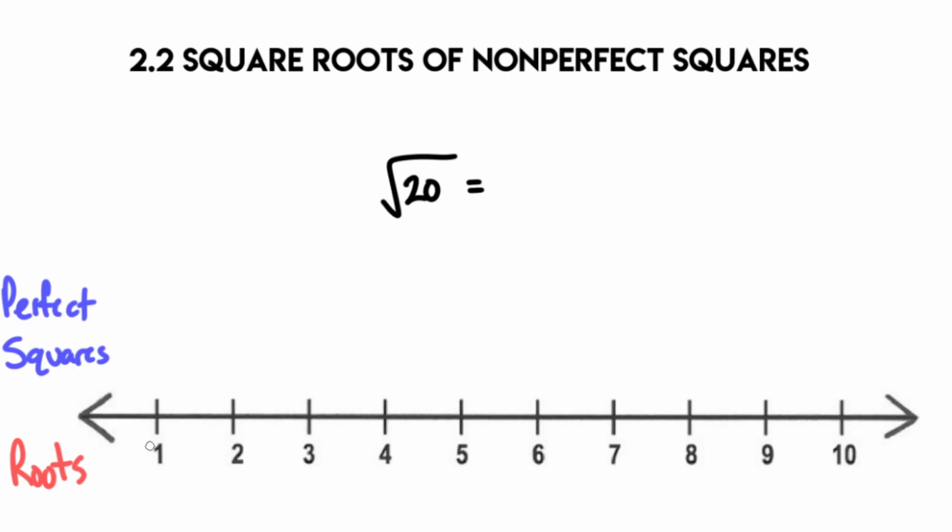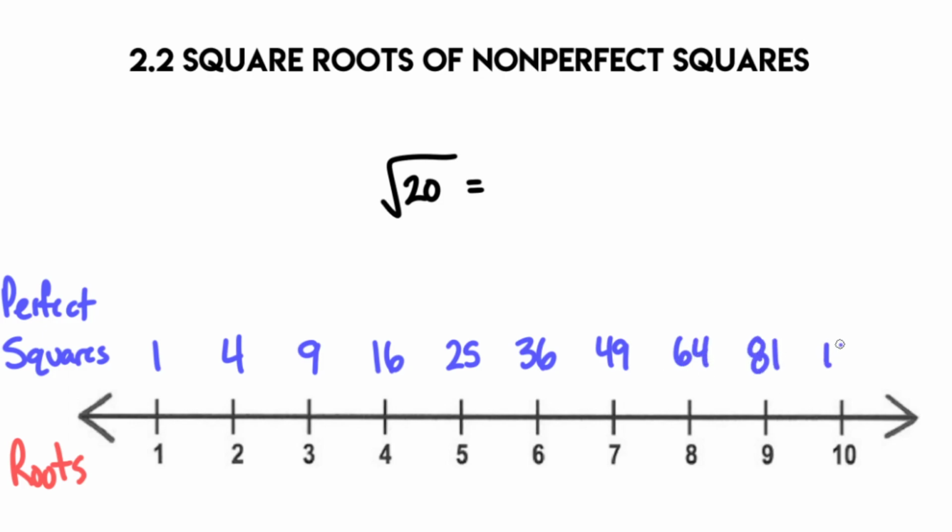Perfect squares. 1 times 1 is 1, so 1 squared is 1. 2 squared, 2 times 2, is going to give me 4. 3 squared, or 3 times 3, gives me 9. 4 squared is 16. 5 squared is 25. 6 squared is 36. 7 squared is 49. 8 squared is going to be 64. 9 squared will be 81. And then finally, 10 squared will be 100.